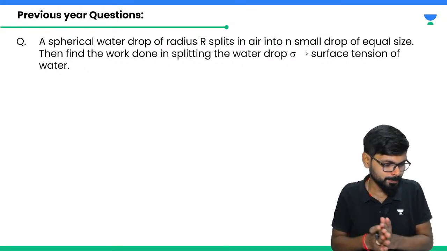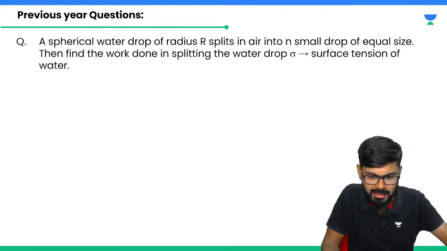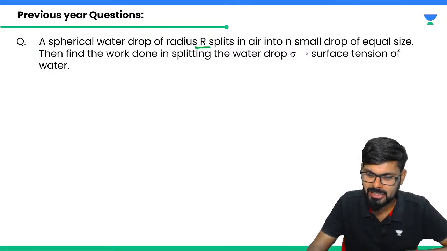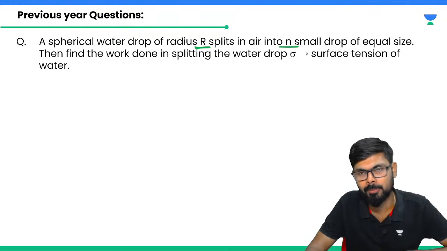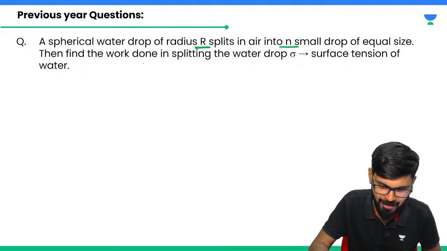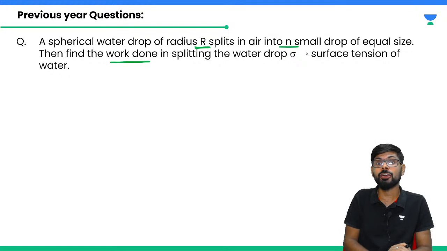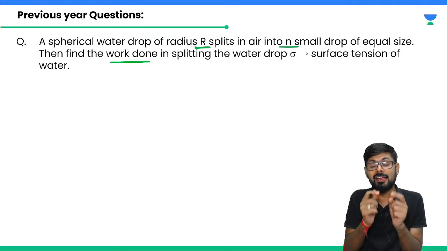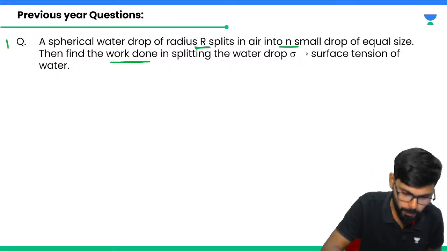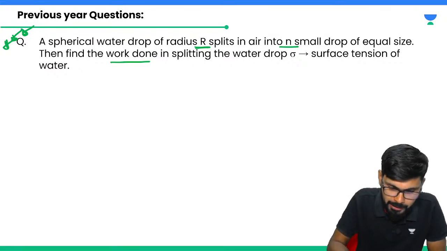Okay, solve this problem. So please listen here. A spherical water drop of radius R is split into n small number of pieces, and then find the work done. What is the work done value? Work done is sigma into increase in surface area. This is one very important type of problem, a 3-star problem, beta.